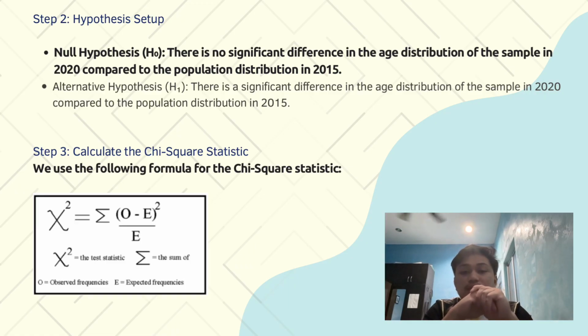And finally, step 3 is calculating the chi-square statistic using this formula. Here, O is the observed frequency from our survey and E is the expected frequency we just calculated. We will use this formula to find our final test result.